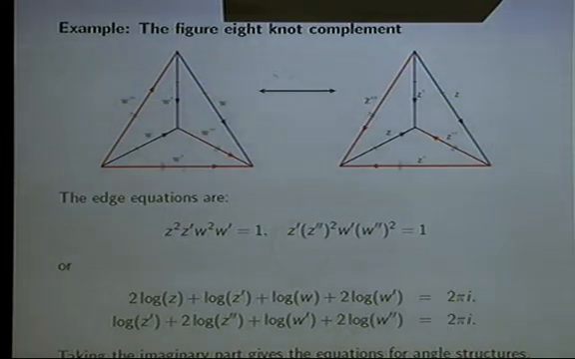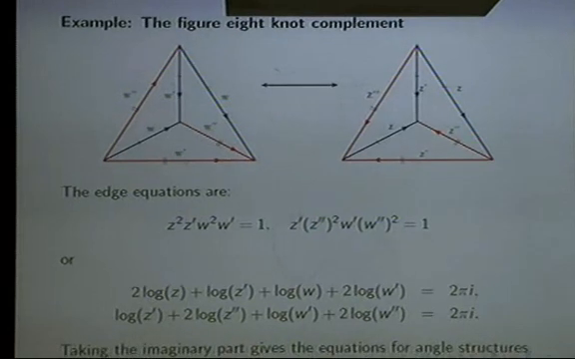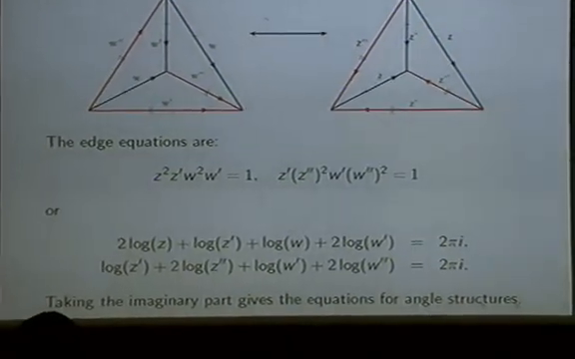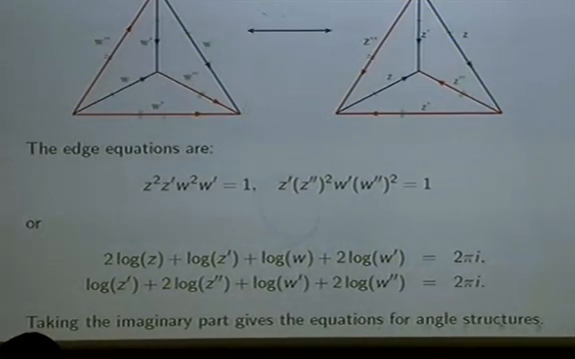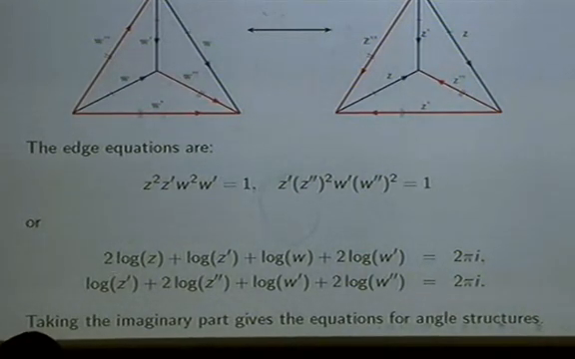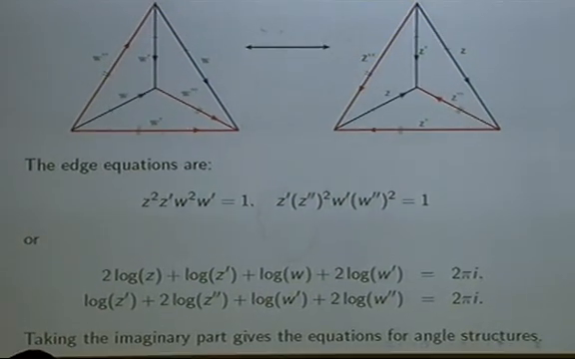Okay. Another way to write these, we could take logarithms of both sides, and the conditions we want in logarithmic form look like this. So you'll get something like twice log z plus log z primed plus log w plus twice log w prime. That's supposed to be 2 pi i. 2 pi i is saying that the sum of all the angles is actually equal to 2 pi. So that's what you get from the first equation, and you get something similar from the second equation.